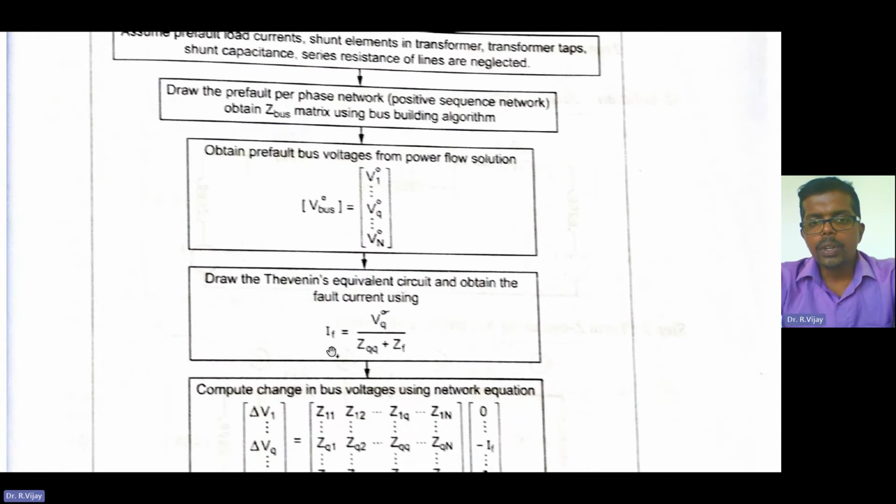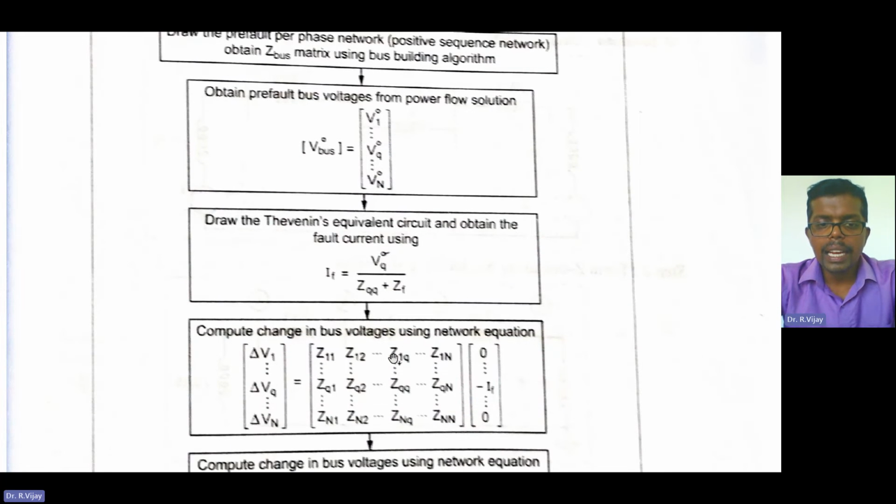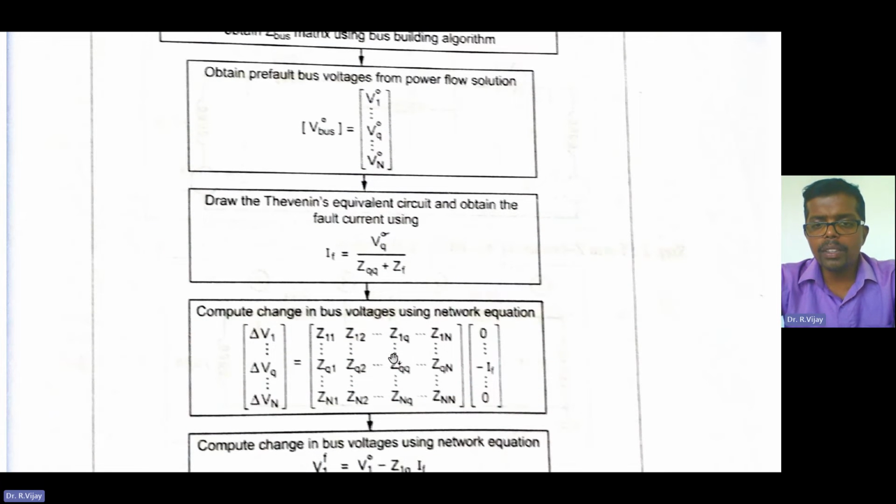Next, you need to draw the Thevenin equivalent circuit and obtain the fault current. How to obtain the fault current? IF is equal to VQ naught divided by (ZQQ plus ZF). That also we have seen. Next, compute the change in the bus voltage using the network equation: del V1 up to del VQ up to del Vn is equal to the matrix Z1 up to Z1N, ZQ1 up to ZQQ up to ZQn, Zn1, ZnQ up to Znn, multiplied by the fault current vector 0 up to minus IF up to 0.